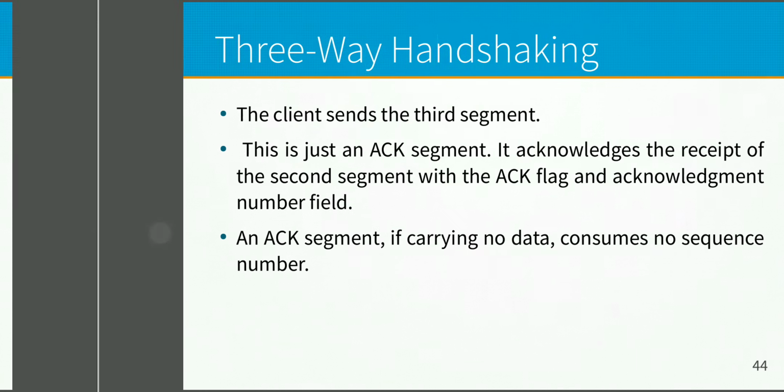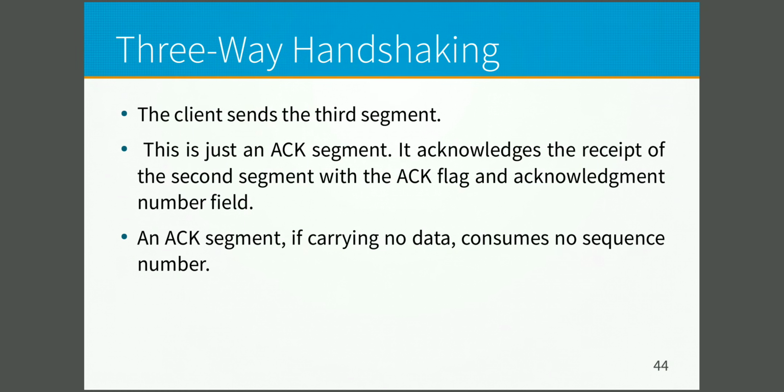But at the same time, the client should acknowledge the request from the server side for a connection establishment. To achieve this, the client sends the third segment. If you see this, this is just an ACK segment because only one flag, which is the acknowledgement flag, is set. And if you see the acknowledgement value, it is 15,001, which means that it has received bytes up to 15,000.